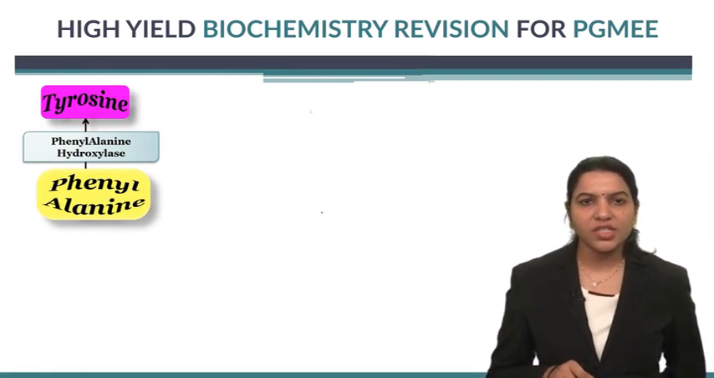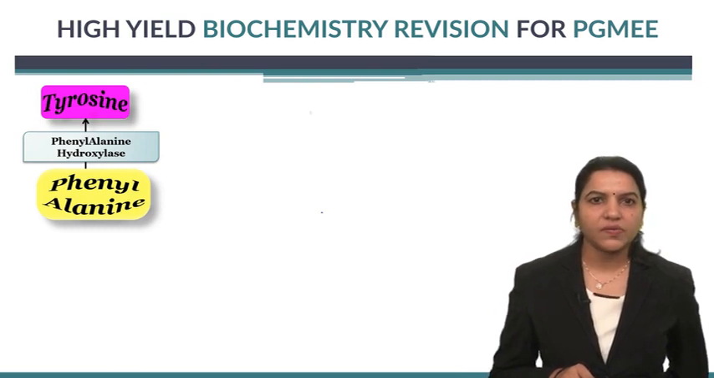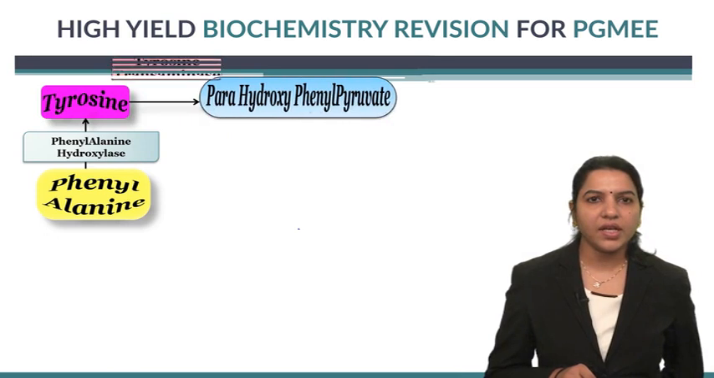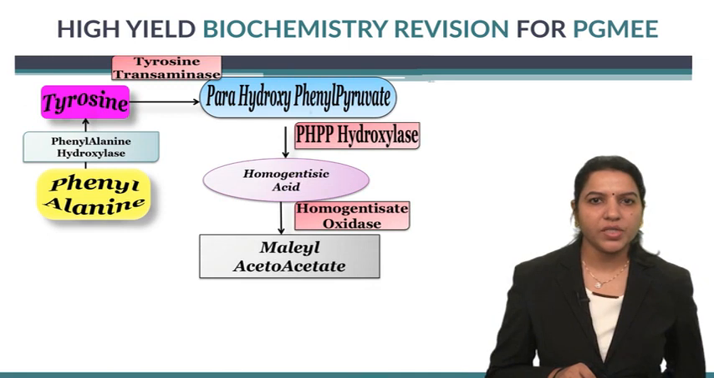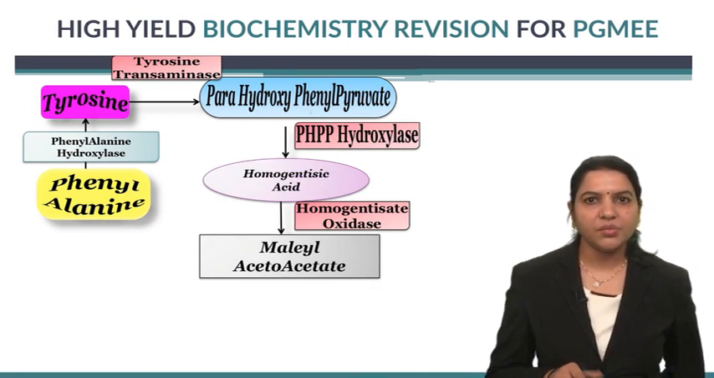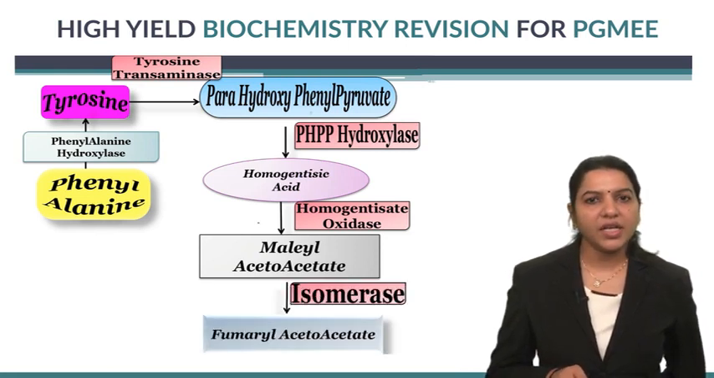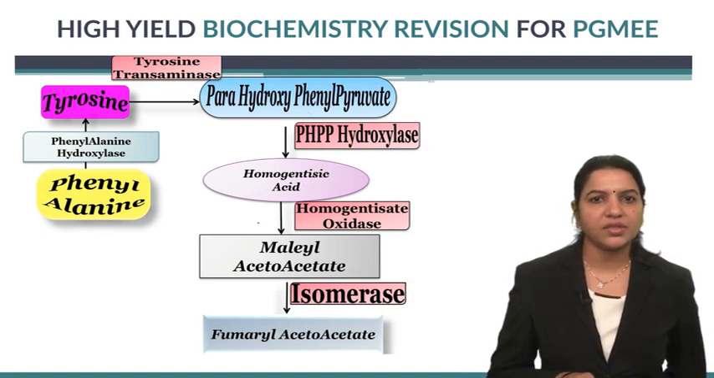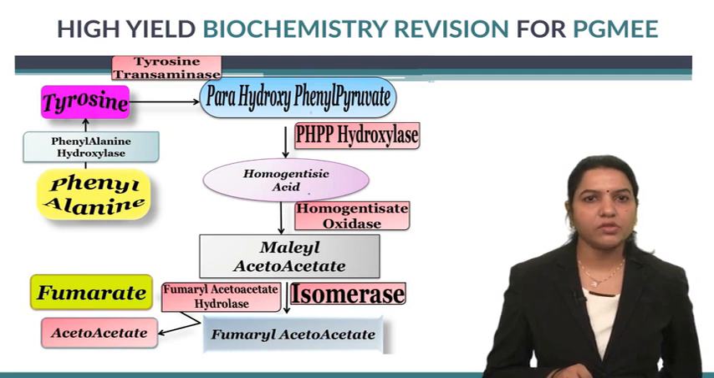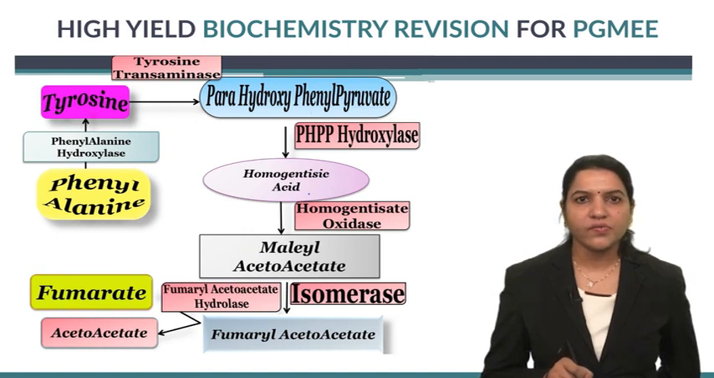The phenylalanine is initially hydroxylated to tyrosine. The enzyme is phenylalanine hydroxylase. The tyrosine is then transaminated to para-hydroxyphenyl pyruvate. Then the para-hydroxyphenyl pyruvate is converted to homogentisic acid. The enzyme here is PHPP hydroxylase. Then the homogentisic acid is converted to maleylacetoacetate by the enzyme homogentisate oxidase, and the maleylacetoacetate is isomerized to fumarylacetoacetate, which is later hydrolytically cleaved to fumarate and acetoacetate by the enzyme fumarylacetoacetate hydrolase. So in this pathway we will see the causes of tyrosinosis.